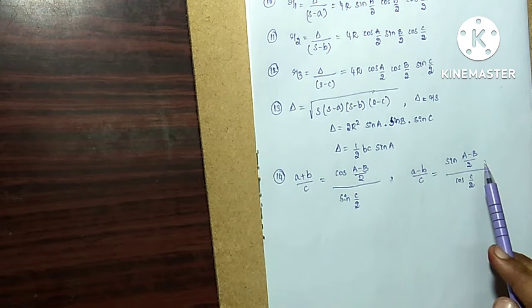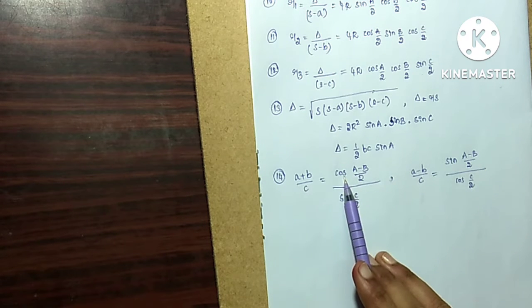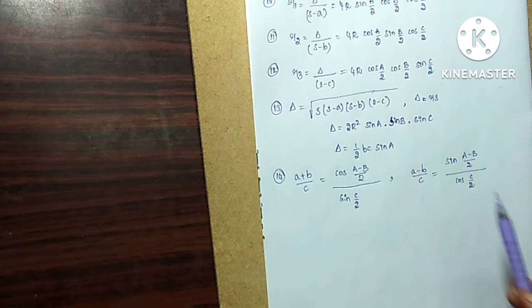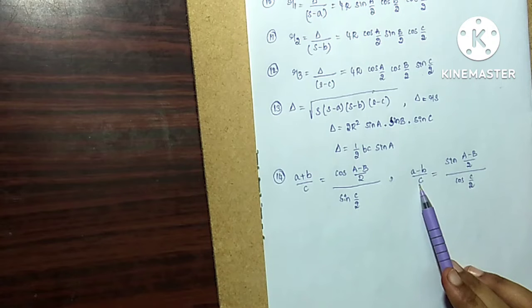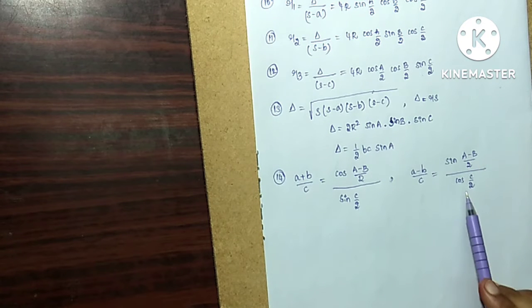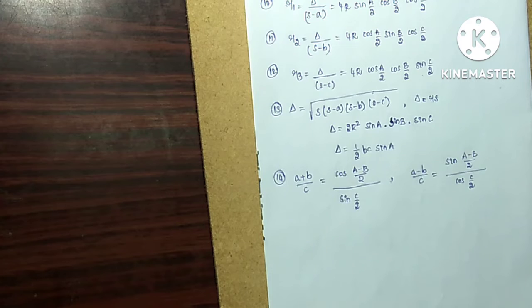Okay, there is an interchange. If there is a plus, we will substitute cos of (a minus b) by 2 by sine of c by 2. If there is a minus, we will write sine of (a minus b) by 2 by cos of c by 2. Minus minus, plus plus, cos sine sine cos. That's it. It's very easy.